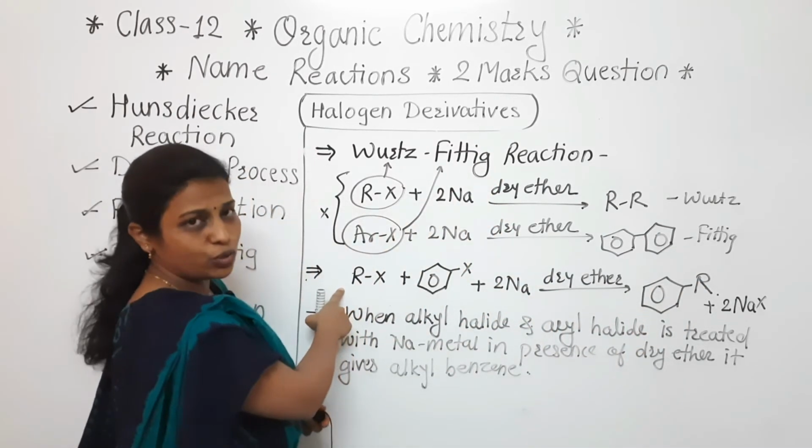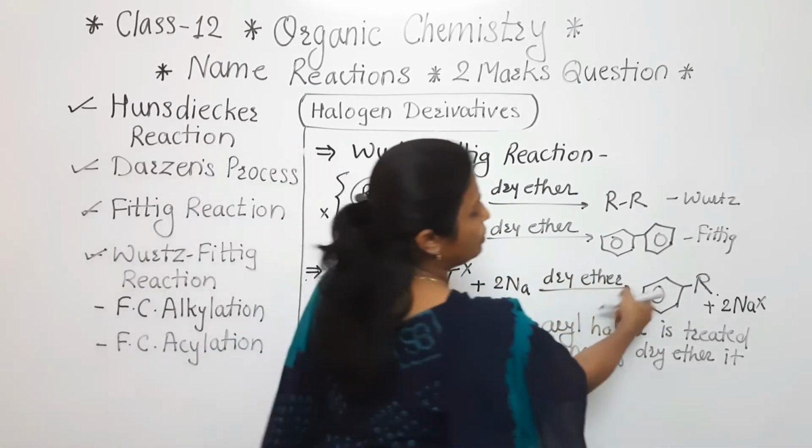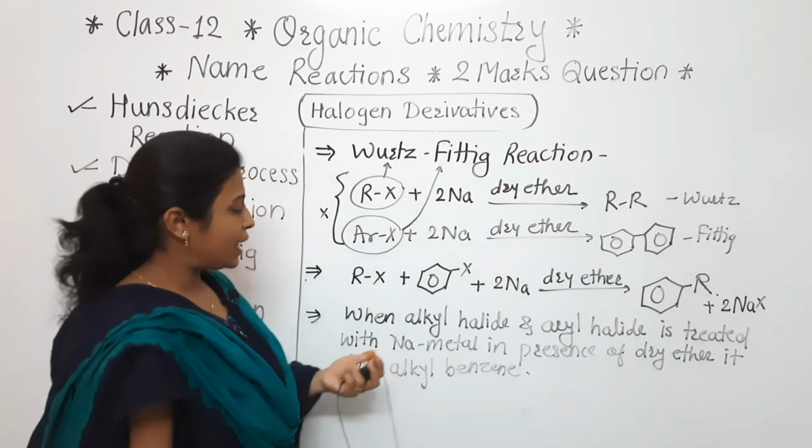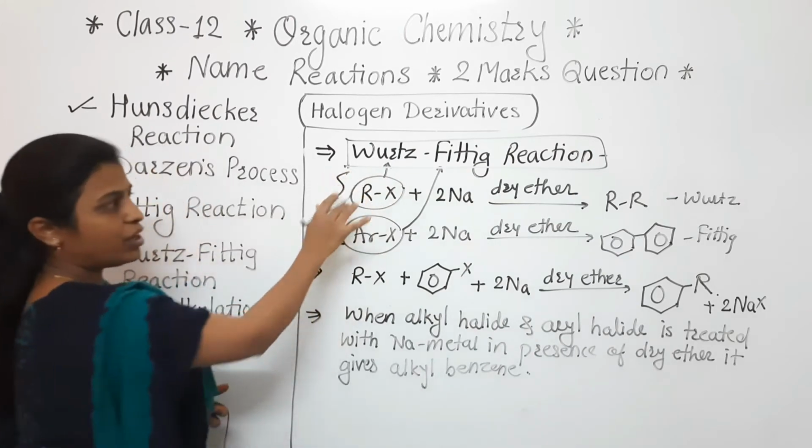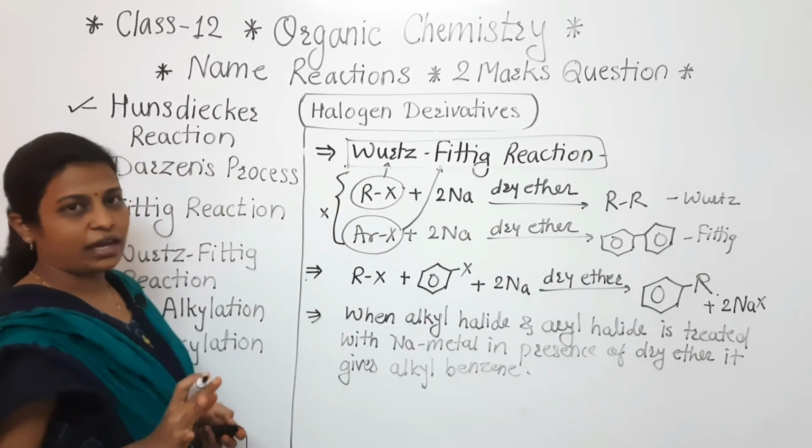If we are taking C2H5, means ethyl group, then it will be ethyl benzene. Like that we will get the product in that Woods-Fittig reaction. So here we have completed that Woods-Fittig reaction.